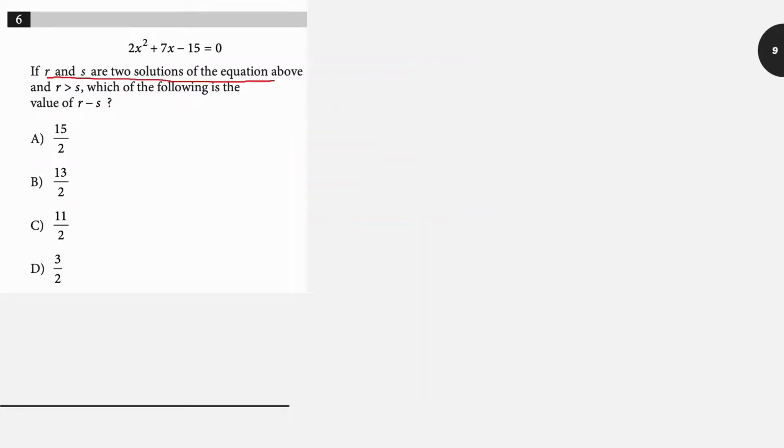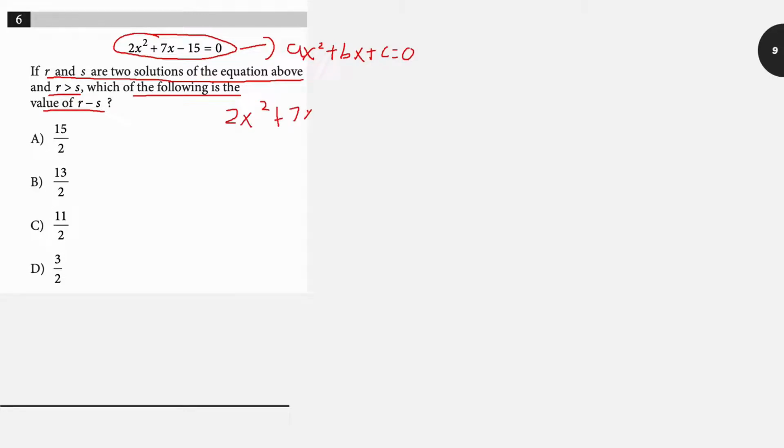If r and s are two solutions of the equation above, and r is greater than s, which of the following is the value of r minus s? Quadratic equation written in the form of ax squared plus bx plus c is equal to 0. We're asked to find the values of x that satisfy these needs. So let's just rewrite this equation. And then we multiply the value of a to the value of c. So then you can get a better equation that's easier to simplify or factor.